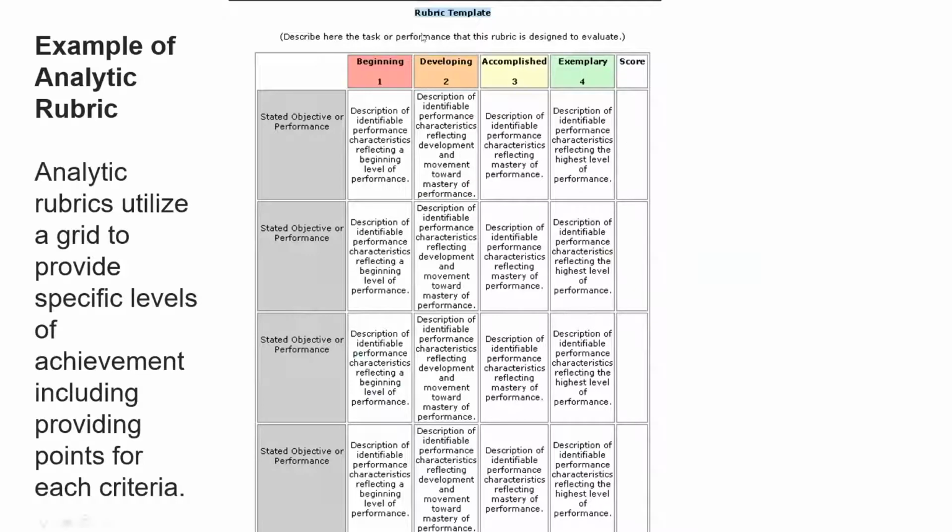So if you notice, at the top is where the standards are. Yeah, remember I told you from the novice to advanced. So they start with the beginning, developing, accomplished, exemplary. So that will be the standard. So 4 exemplary, 1 novice or beginning.